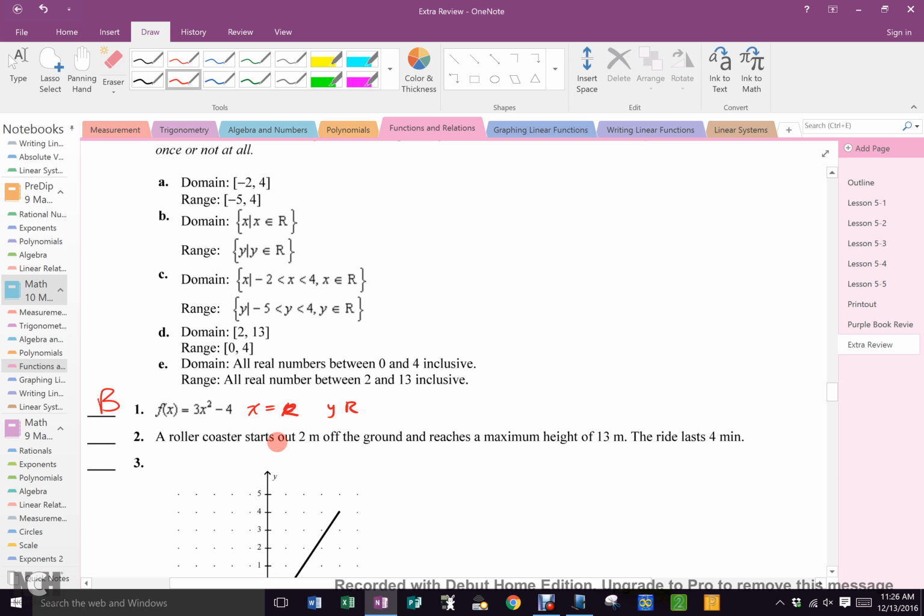So this is B. Roller coaster starts 2 meters off the ground, reaches a maximum height of 13. Ride is 4 minutes. So this is my domain. It can go from 0 to 4. This is my range. It can go from 2 to 13. So I look up here, I find 2 to 13 and 0 to 4. It looks like that, but it isn't that one, because you have to have all the real numbers, because there is a height all the time.